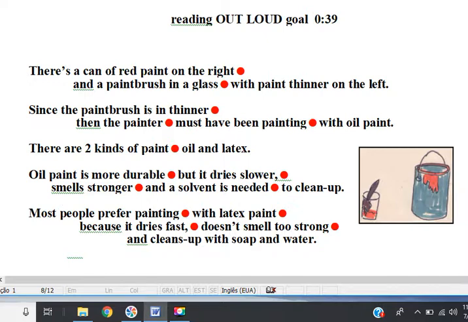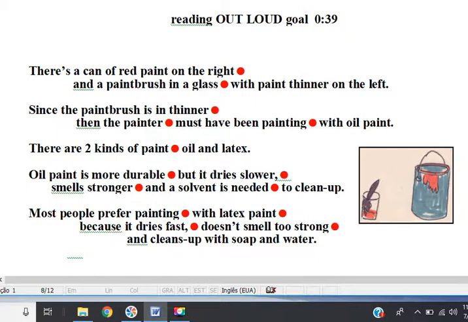Your reading out loud goal. There's a can of red paint on the right and a paintbrush in a glass with paint thinner on the left. Since the paintbrush is in thinner, then the painter must have been painting with oil paint. There are two kinds of paint, oil and latex.